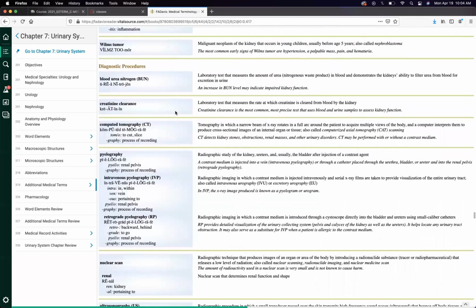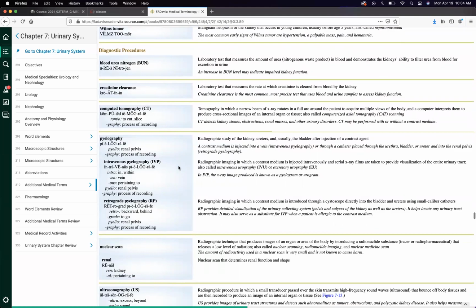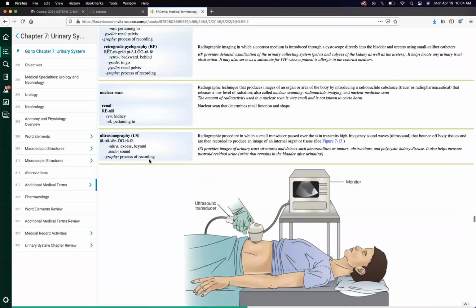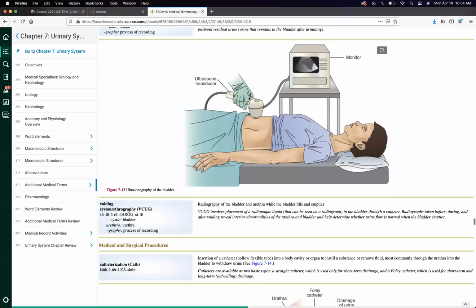BUN creatinine. It's a way to also measure, it's another test that also deals with how well your kidney function is. So BUN, creatinine clearance, GFR. You put all those things together, we get a good picture of how well or how poorly my kidney is working or not working. We already talked about this. Here's an ultrasound, right? Uses sound waves.